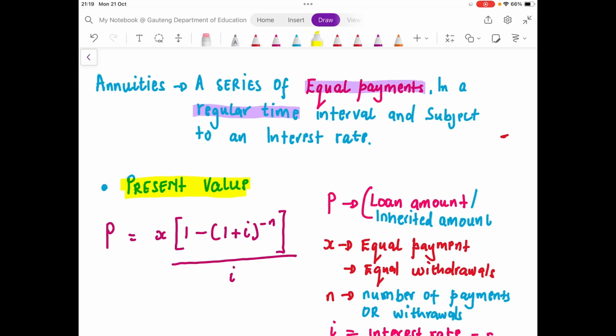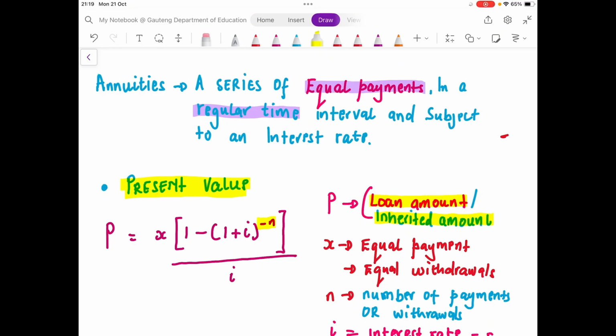So now, let's look at the present value formula. The present value formula is given by P is equal to X into 1 minus (1 plus i) to the exponent negative n, all divided by i. Now, in this formula, P represents your loan amount. That is your present value, the money that you can use now. Or if you have inherited some of your parents' investments, your P can also represent the inherited amount.